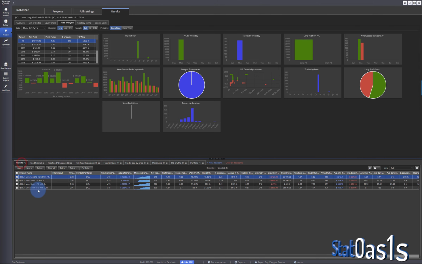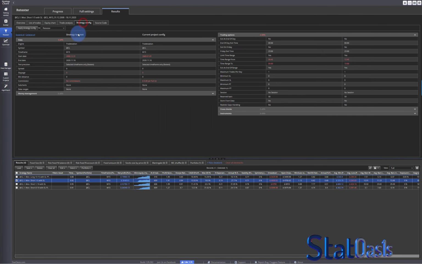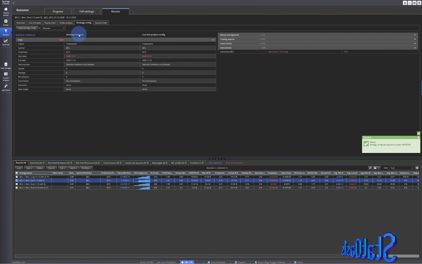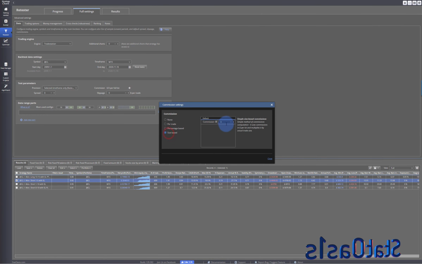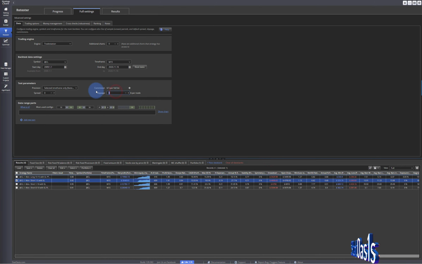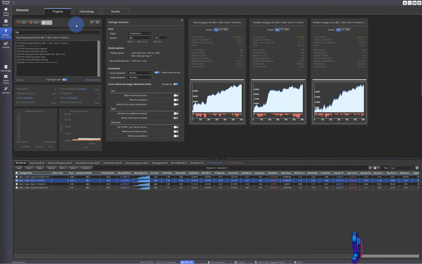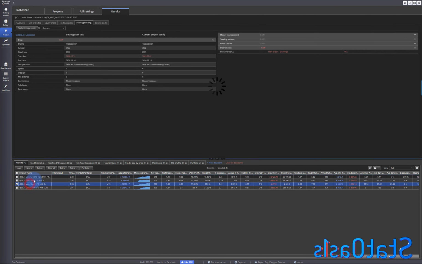We go back, results. So we pick the second one, double click on it, go to strategy config, apply, yes. And now we go to full settings, and the commission is 5, size based, and it's 5 here. And then we test, we put it in portfolio, we test only selected, and it's done. Now we go to the third one, double click.